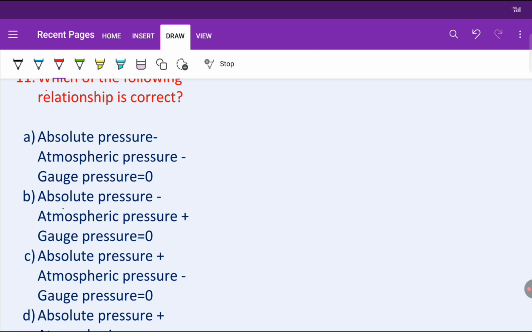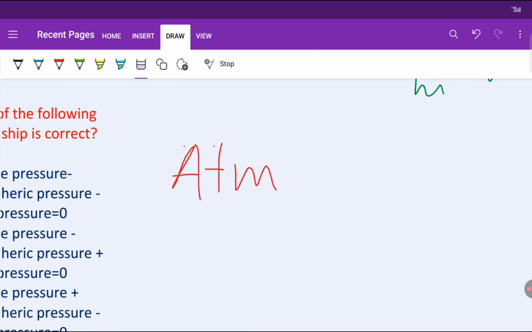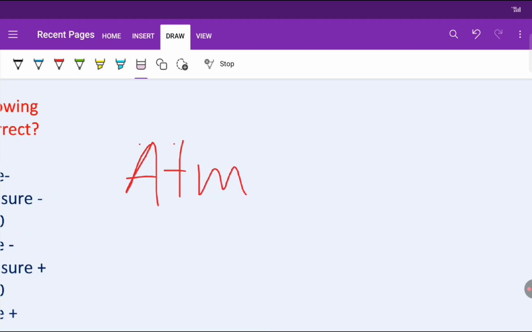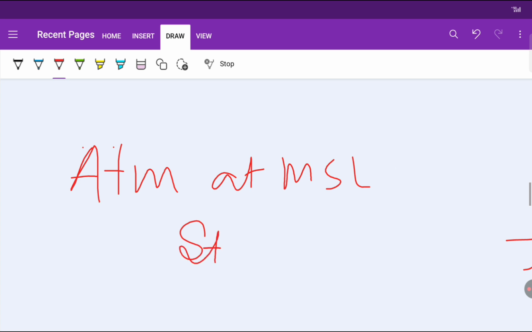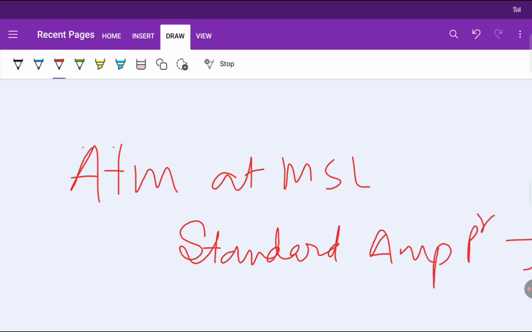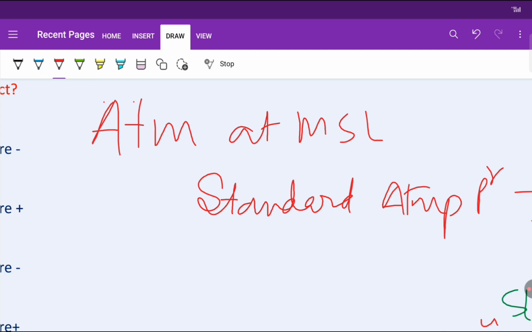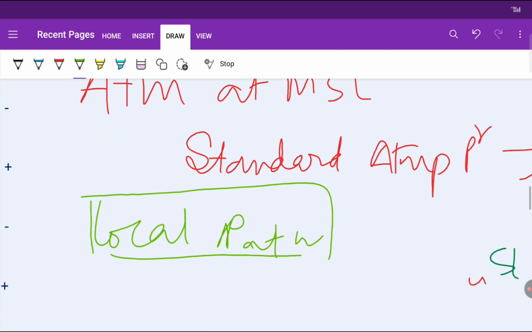First of all, we have atmospheric pressure. What is atmospheric pressure? This is the pressure exerted by the atmosphere. This atmospheric pressure at mean sea level, MSL, is called standard atmospheric pressure. And the atmospheric pressure other than at sea level is called local atmospheric pressure. So whatever atmospheric pressure we measure except at mean sea level will be called local atmospheric pressure.